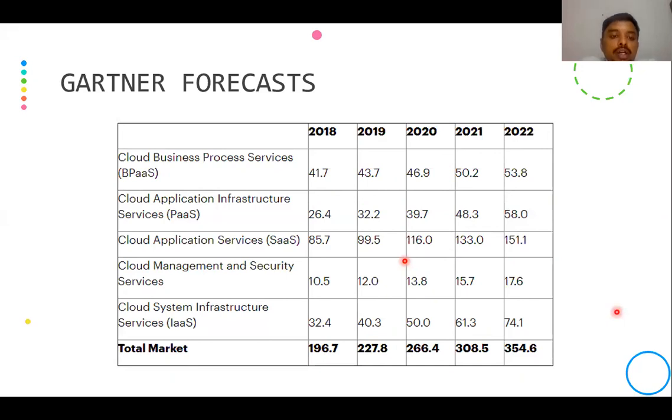Now, if you see, we discussed some of these key uses of cloud, that is infrastructure as a service, cloud application as a service, platform as a service. There are two other services that are being accounted for in the Gartner forecast. All of these numbers that you see are in billions of dollars. So as of 2020, the anticipated forecast of the amount of investment that is seen in the cloud computing space is $266 billion.